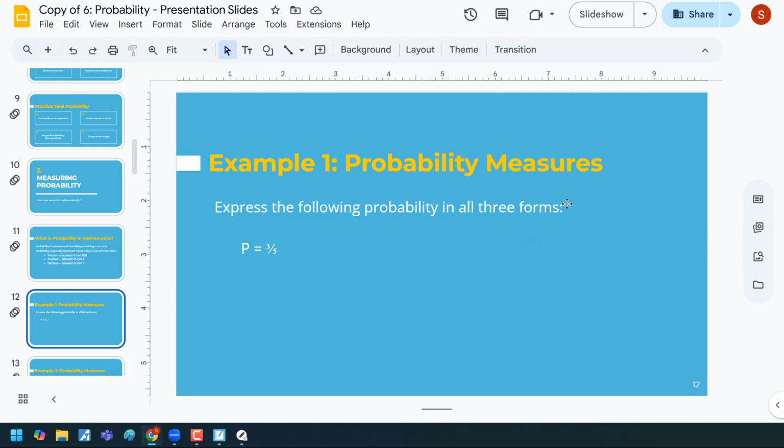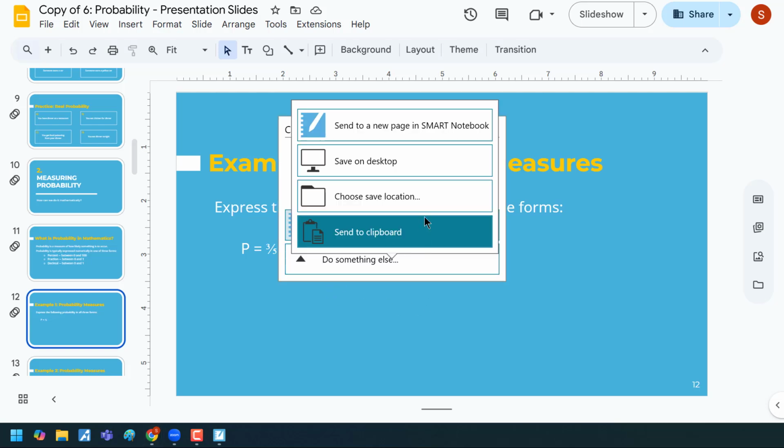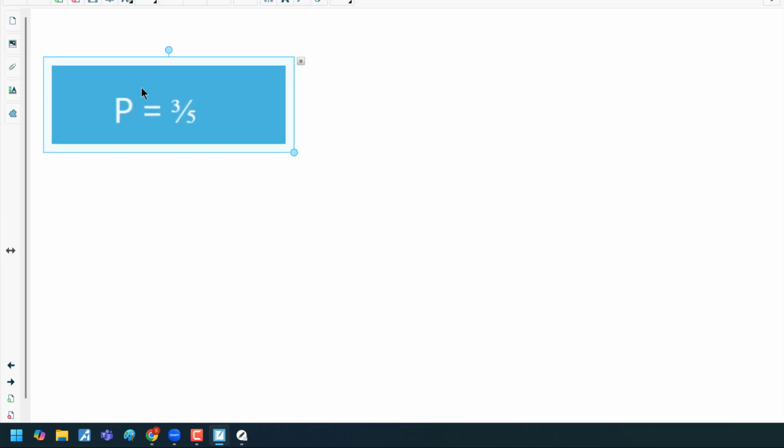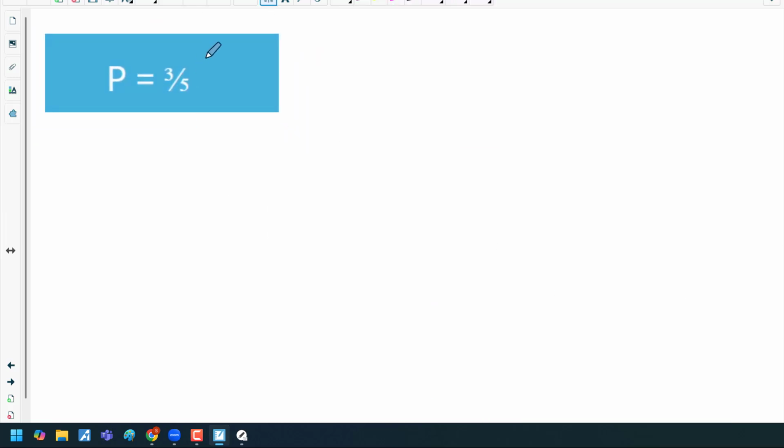All right, express the following probability in all three forms. This is pretty straightforward. I think you guys can do this. But I'm going to teach you a technique that's foolproof. So like 100% you'll be able to do it. All right, so 3 over 5. You know what you do? Get a calculator. Do 3 divided by 5.